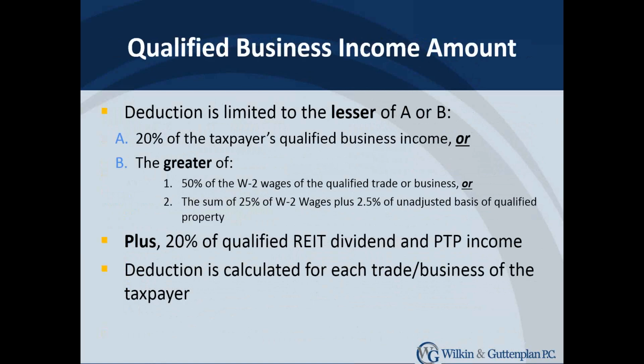As I said, the deduction is calculated for each trade or business separately. You don't get to aggregate these amounts as we stand today. Perhaps when we get tax regulations, if a real estate professional makes the election to aggregate all of their rental activities, perhaps we'd be able to aggregate all of our rental activities at that point, but I don't want to speculate. I'm just throwing it out there as a possibility. But as we stand today, you'd look at each one separately to determine whether or not you qualify for this potential deduction.